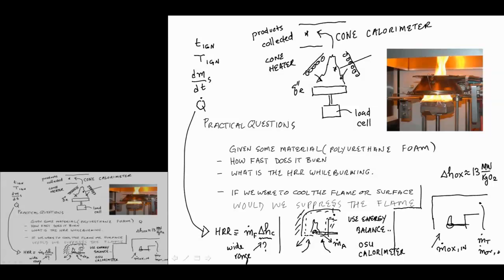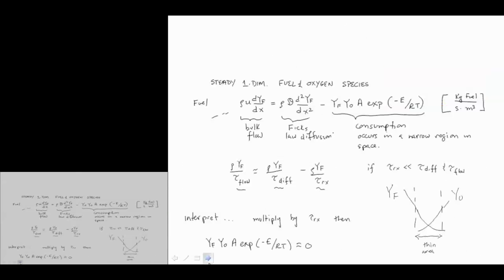And so we relate Q dot to the change in the mass flow rate of oxygen times the heat of combustion on an oxygen basis. So that's the underlying model for that cone calorimeter system. All right, so let's go back to the diffusion flame and understand what some of the driving issues are, again, in this diffusion flame analysis.